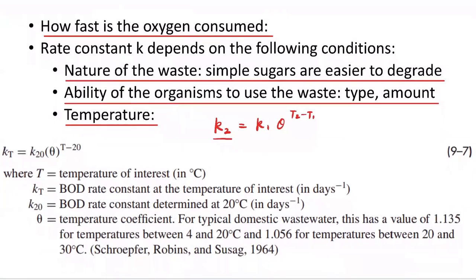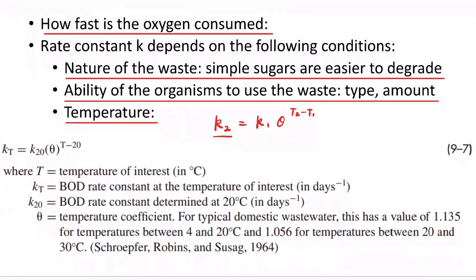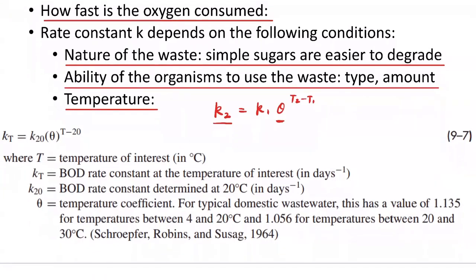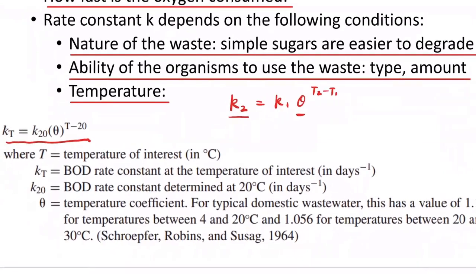So if you know the rate constant at one temperature, you can use this equation to calculate the constant at another temperature. And specifically for this class, the theta here, they have fixed values. So for example, typically the K in this equation here, typically people will determine the rate constant at the temperature of 20 Celsius, okay?